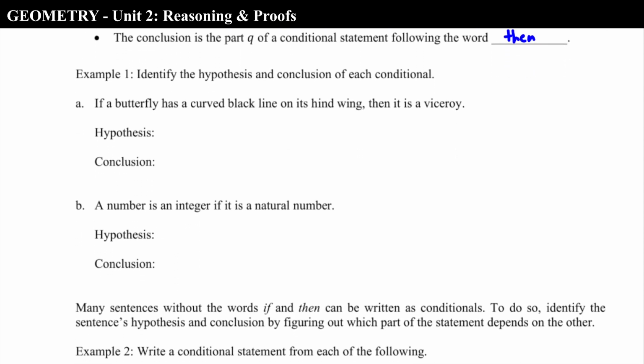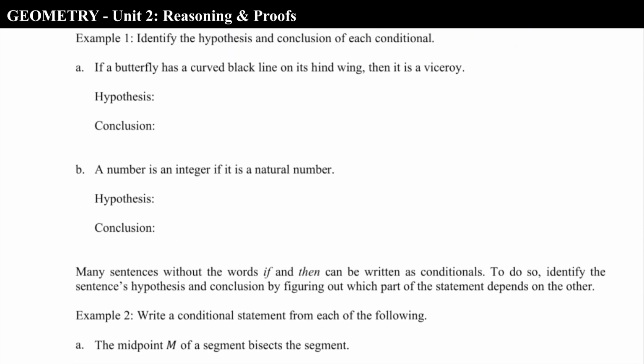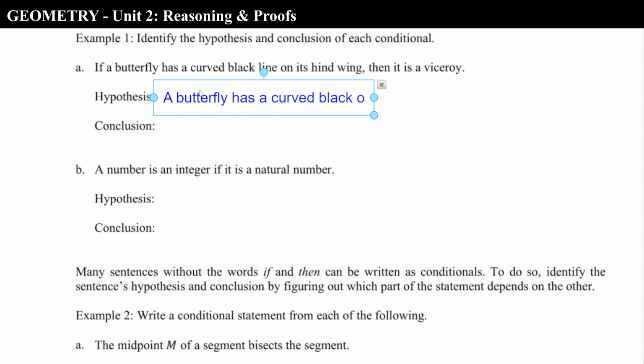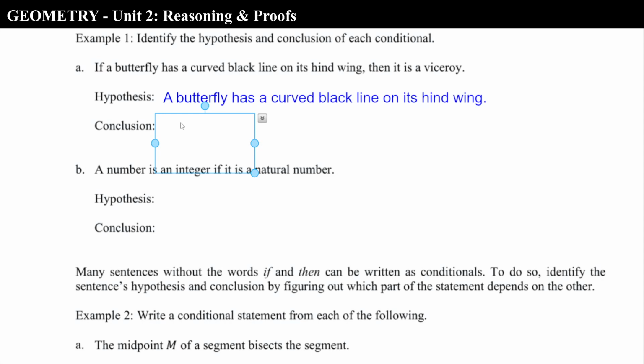So let's talk a little bit about identifying the hypothesis and conclusion. So in A, we have one that's fairly straightforward. Okay? If a butterfly has a curved black line on its hind wing, then it is a viceroy. The part following if is your hypothesis. A butterfly has a curved black line on its hind wing. The conclusion is that it is a viceroy.